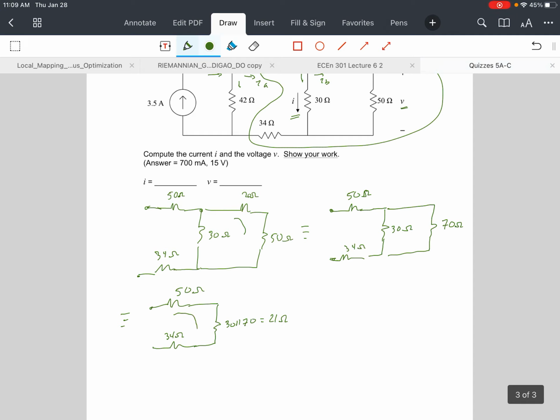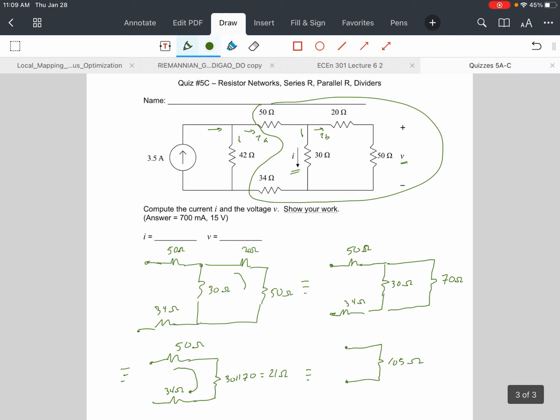And now we see that all three of these are in series. So this is equivalent to 50, 71, 105 ohms. Is that right? 55. Okay, yeah, that looks right to me. So the equivalent resistance, looking from this point to that point, is going to be 105 ohms.